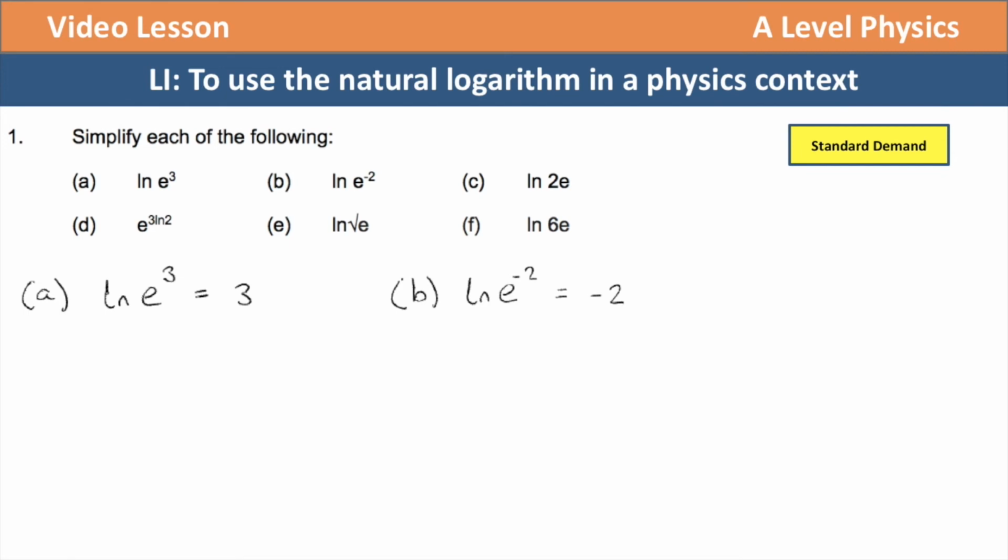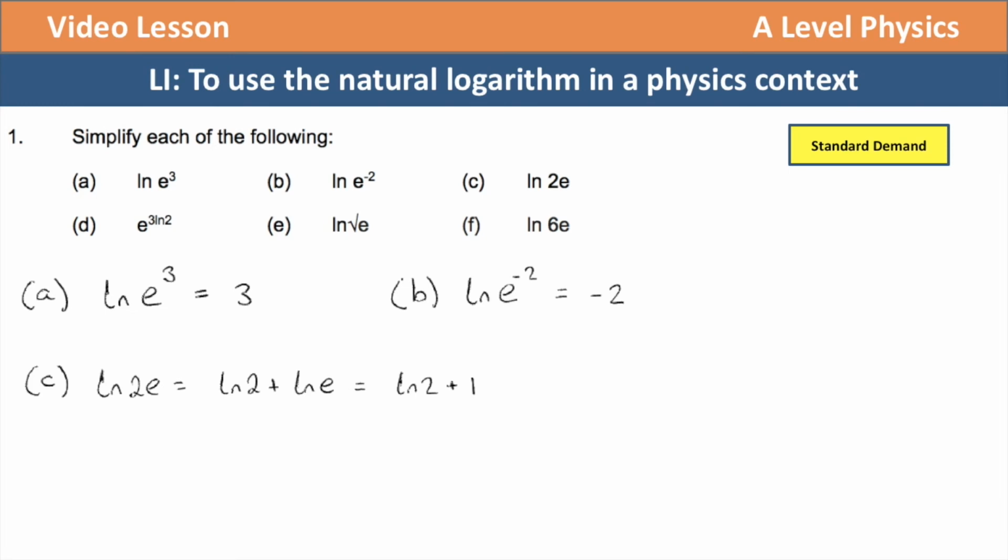Now here I've got ln 2e. What I would need to do in this case is split this up using the laws of logarithms. Remember, ln of xy would equal ln x plus ln y. So I split that up in exactly the same way to give me ln 2 plus ln e. ln and e will cancel each other out to give an answer of 1. So the final statement that we would need to give there will be ln 2 plus 1.